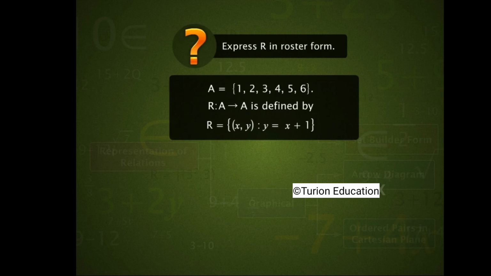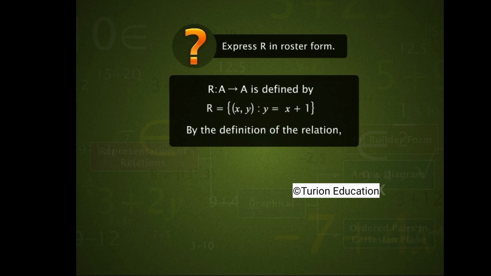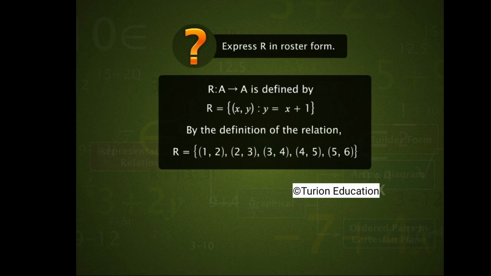Consider this relation R defined from a non-empty set A to itself, given in the set builder form. Let us express it in the roster form. Using the definition of relation, the two elements are related if the latter exceeds the former by 1. So in roster form, the relation has the ordered pairs (1, 2), (2, 3), (3, 4), (4, 5), (5, 6).